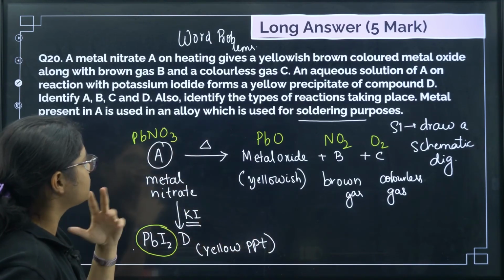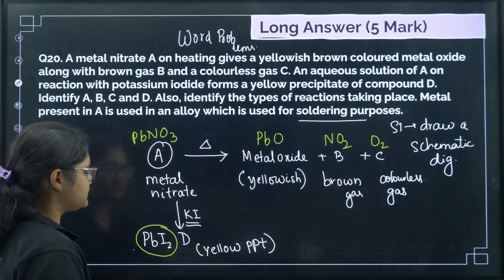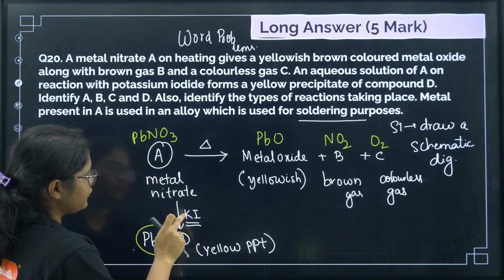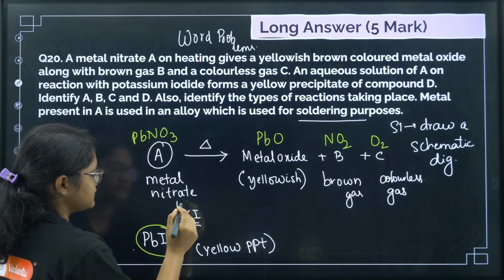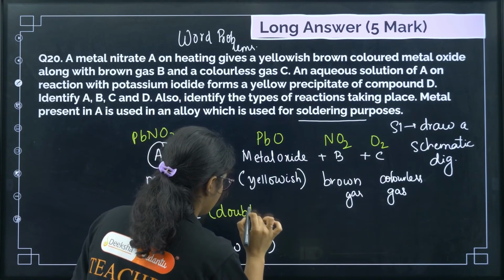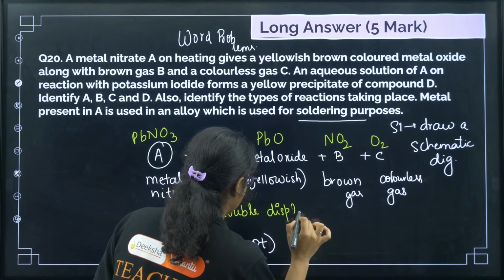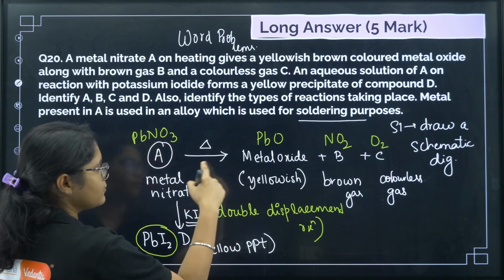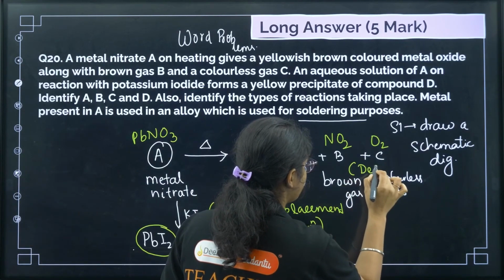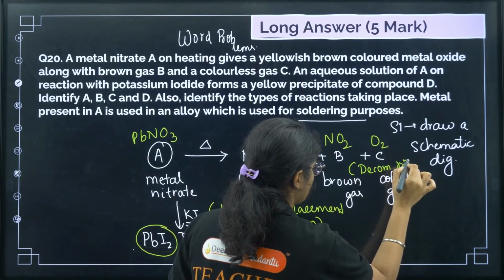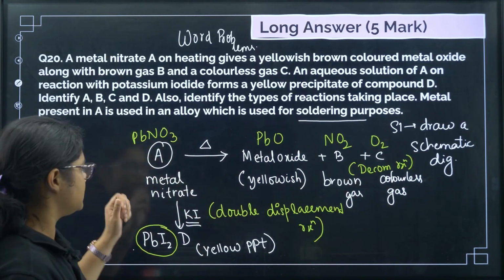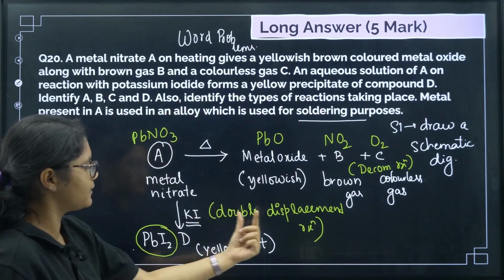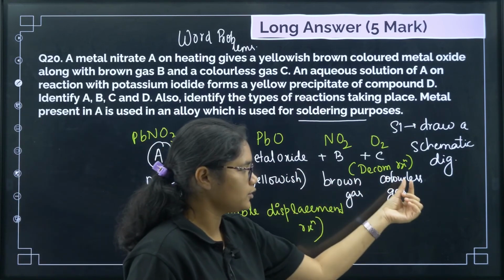Now they have also asked you to identify the type of reaction. So if I say Pb(NO3)2 plus KI, I am getting PbI2 and KNO3. So this is a double displacement reaction. And in this other one, decomposition is happening, so I can write this is a decomposition reaction. So how are you going to write the answer? You just need to write these things, then mention A is this, B is this, C is this, D is this. This reaction is a double displacement reaction, and this is your decomposition reaction.